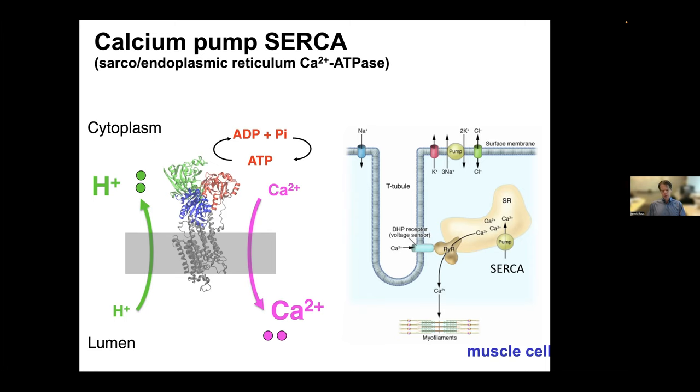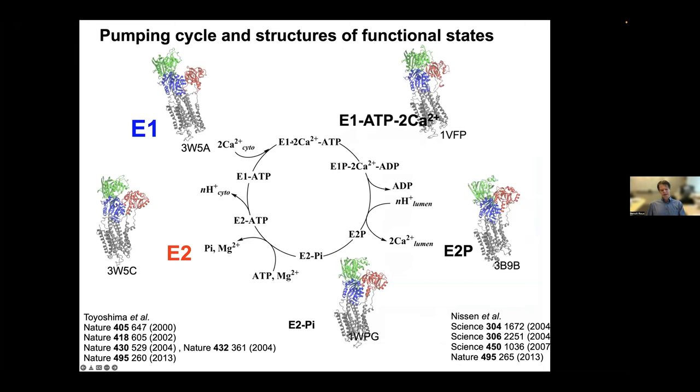So how is the pump working? Well, this is a mechanism that's been talked about since the 1960s. It's called the alternating mechanism, the E1, E2 pump. There's a whole slew of states. It's called a pump cycle. That means that the pump is going around the cycle and then returns to its first state. So this is like a motor, like an engine. You do a full cycle, then you return to the same state, ready to do the next cycle.